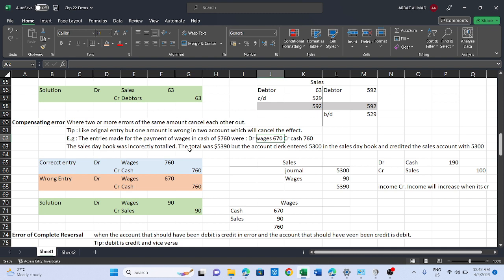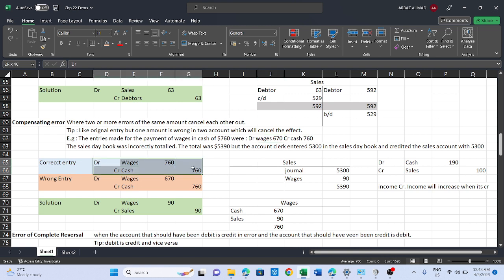The sales day book was incorrectly totaled. The total was 5390, but the account clerk entered it as 5300. So there is a difference of 90 here also. So if you see, there is a difference of 90 here and 90 here. They are offsetting the effect. So what's happening is you can't identify the error, and this error is called compensating error.